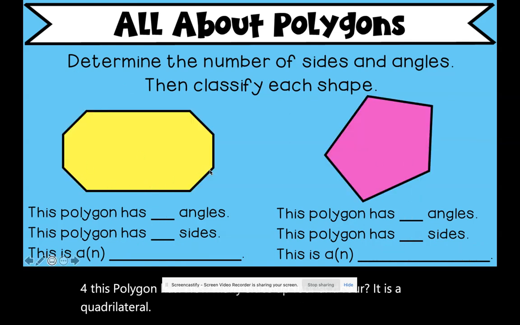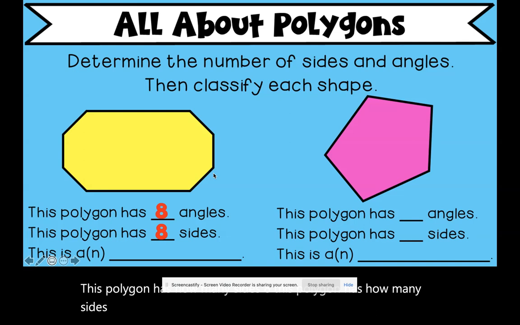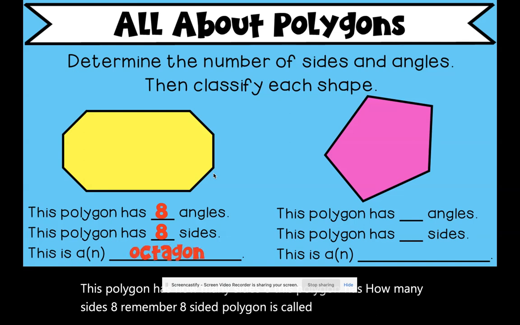This polygon has how many angles? 8. This polygon has how many sides? 8. Remember, an 8-sided polygon is called an octagon.